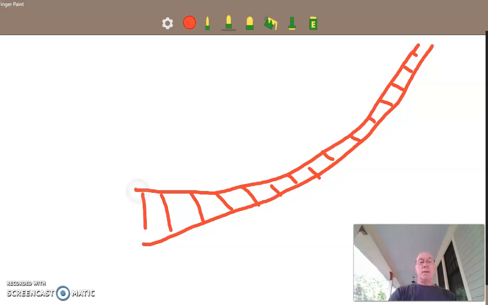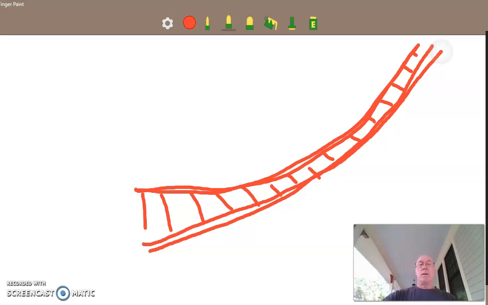These two lines, this one here and this one here, are actually not parallel when you draw them. But of course they would be parallel in a train track. Okay.